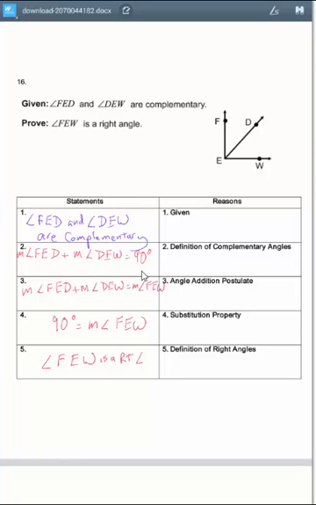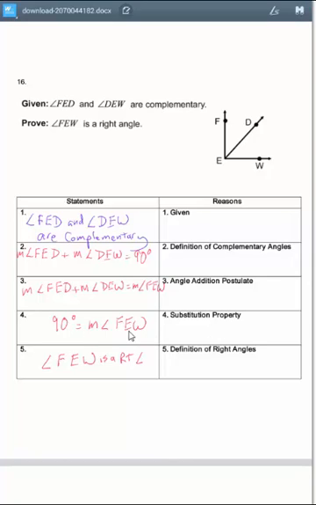Sorry, I didn't substitute yet. What I did was I said the measure of angle FED plus the measure of angle DEW equals the measure of angle FEW. I used the angle addition postulate there. Now is when I substituted. Since I know that the measure of angle FED plus the measure of angle DEW equals 90 degrees, instead of writing measure of angle FED plus the measure of angle DEW in step 3, I made that 90 degrees in step 4. I set that equal to the measure of angle FEW by the substitution property.